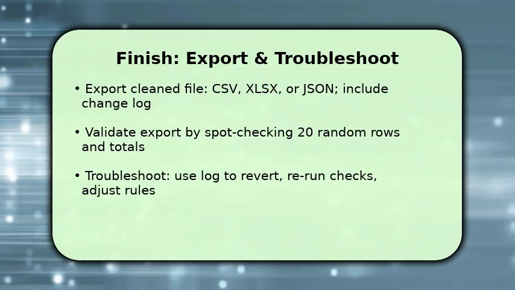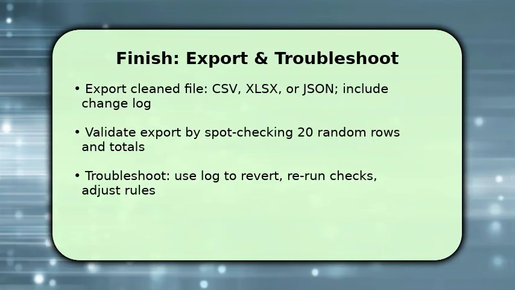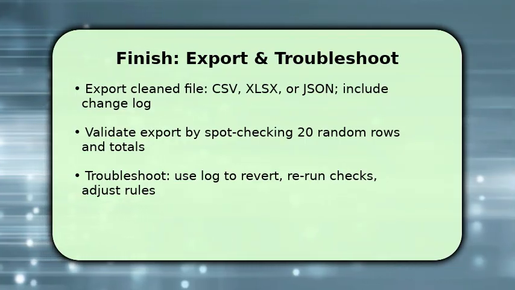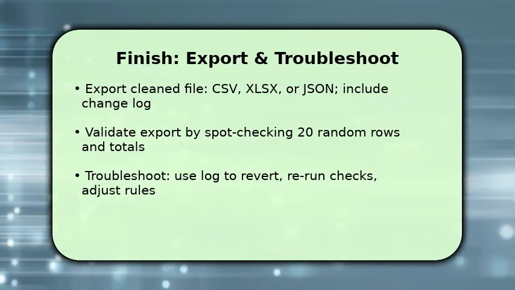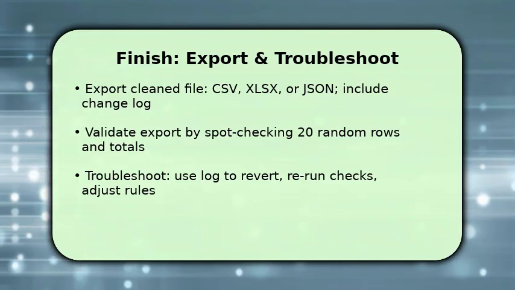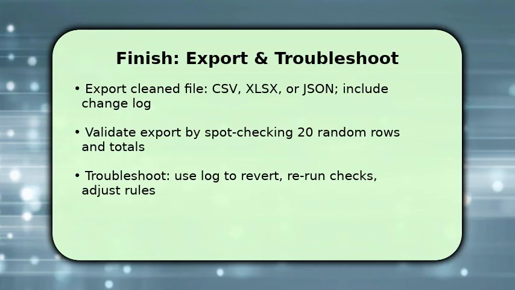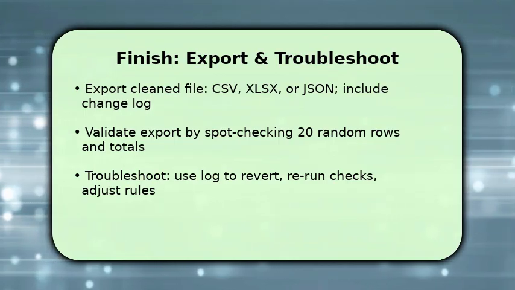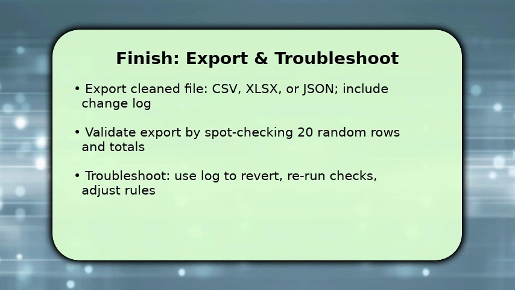If discrepancies appear, open the changelog, revert to the nearest checkpoint, and rerun the targeted checks after adjusting the validation rule or tolerance. This targeted troubleshooting keeps you from redoing the entire workflow and preserves corrected work while resolving remaining issues.